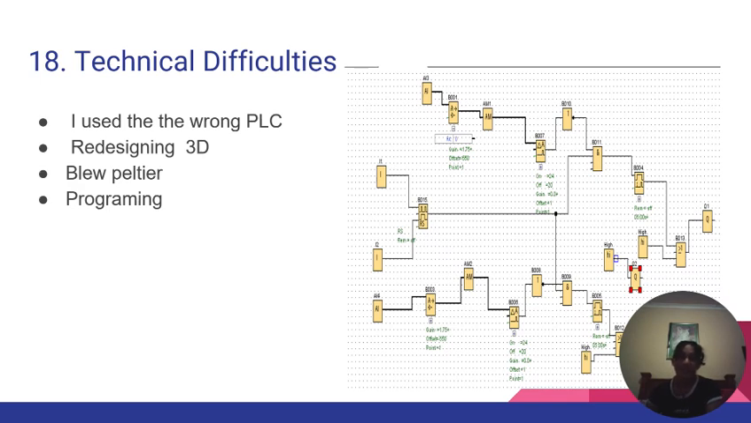I had to redesign my 3D prints, which was a heavy lesson about always putting threads in, because if you don't put a thread in then you will get leakages. And with programming, test everything separately and not all at once, because then you're going to run into a lot of problems like I did.